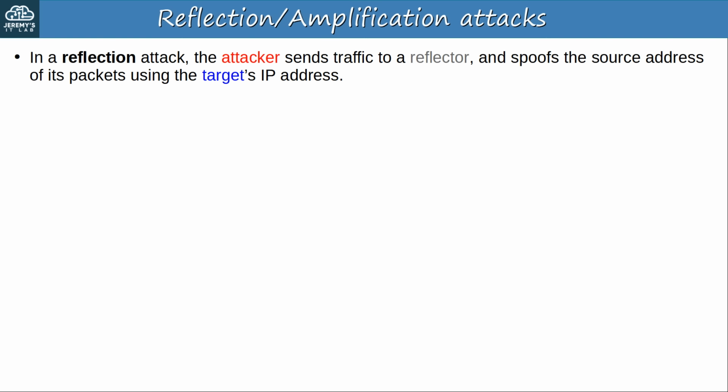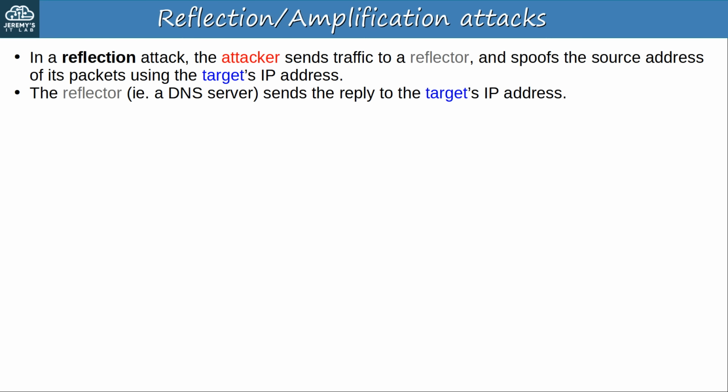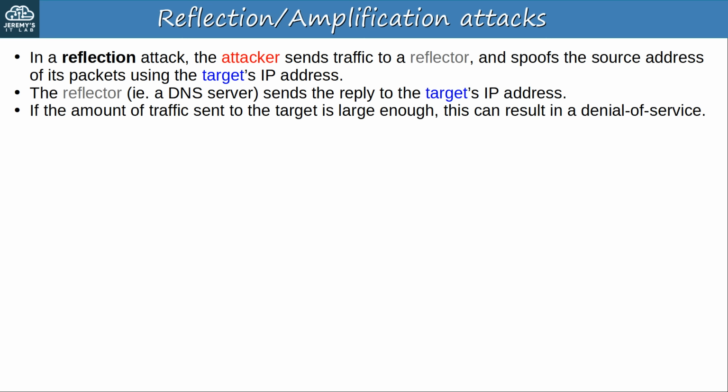Next, let's look at reflection and amplification attacks. In a reflection attack, the attacker sends traffic to what's called a reflector, and spoofs the source address of its packets using the target's IP address. Then the reflector, for example a DNS server, sends the reply to the target's IP address. So what's the purpose of this attack? Well, if the amount of traffic is large enough, this can result in a denial of service to the target.